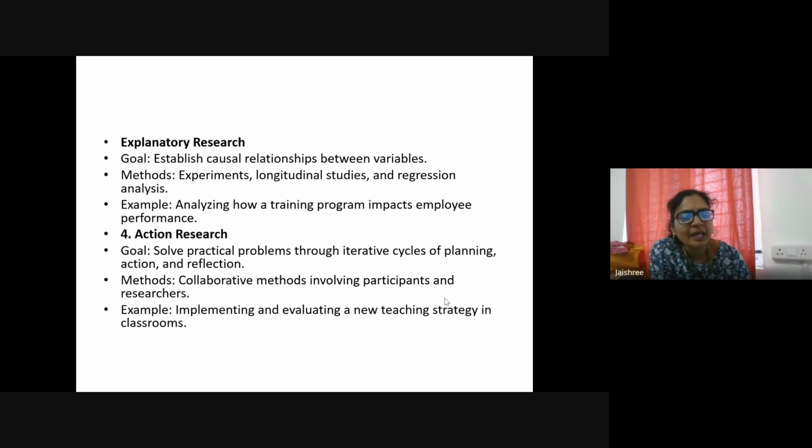Example is implementing and evaluating a new teaching strategy in the classroom. So this is an action plan. You implement, you think you can teach a lesson through some other mode. You can implement and also evaluate it with a new teaching strategy in your classrooms. Action research is a type of applied research to solve problems in education. No, it need not be necessarily educational institutions. It can be anywhere, even industry.